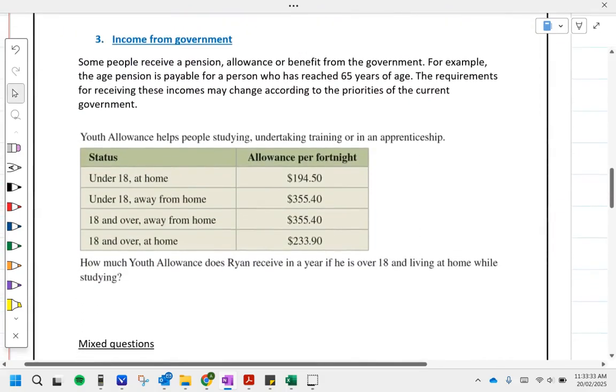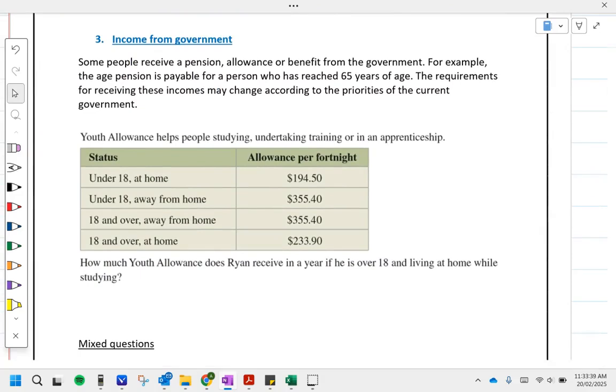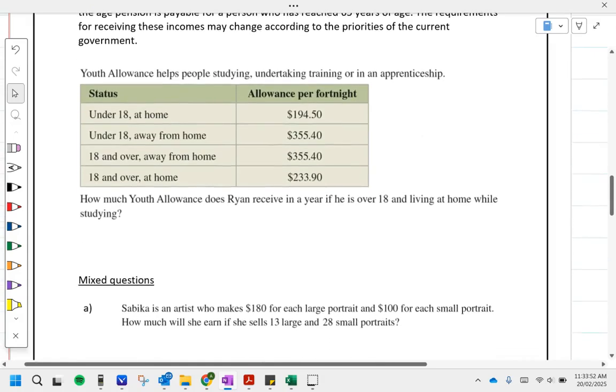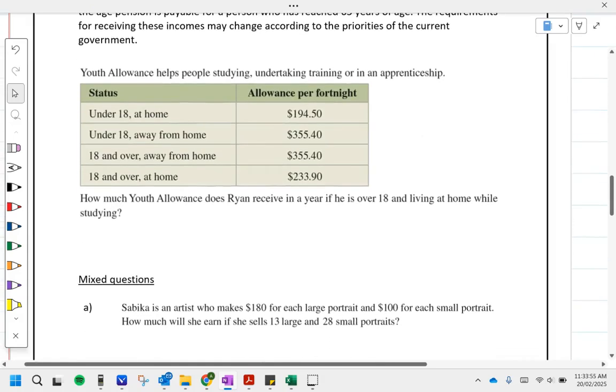All right, let's have a look at income from government. Some people receive a pension allowance or benefit from the government. For example, the age pension is payable for a person who has reached 65 years of age. The requirements for receiving these incomes may change according to the priorities of the current government. Youth allowance helps people studying, undertaking training, or in an apprenticeship.